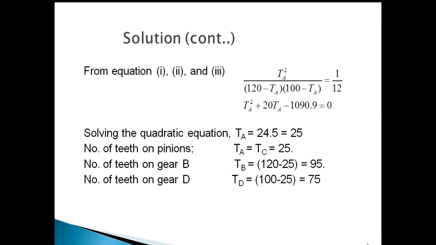So this is the number of teeth of A, B, C and D. So here TA is equal to 25. TA equal to TC, then it is equal to 25. TB is 120 minus 25, that is 95. And TD is 100 minus 25, that is 75.